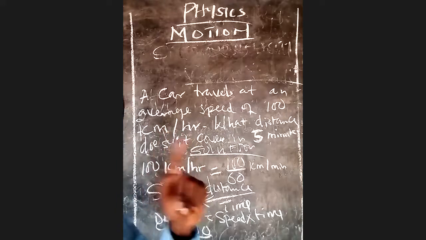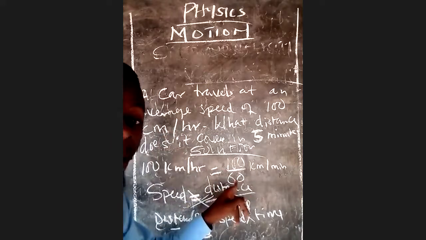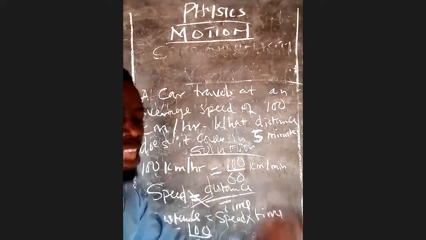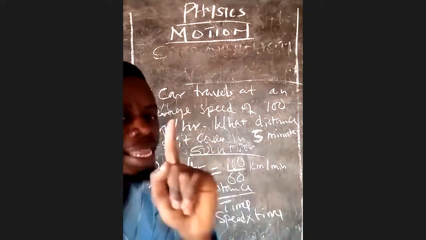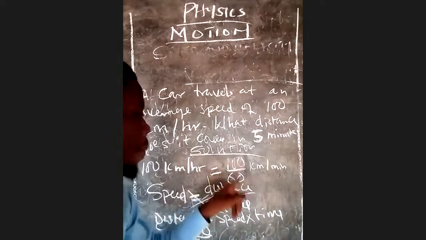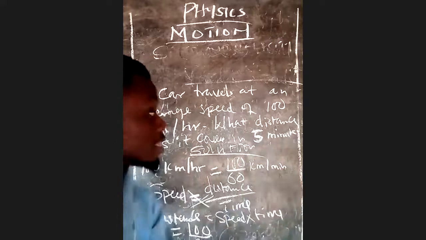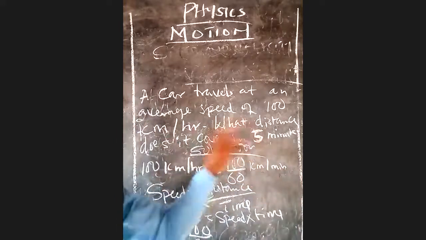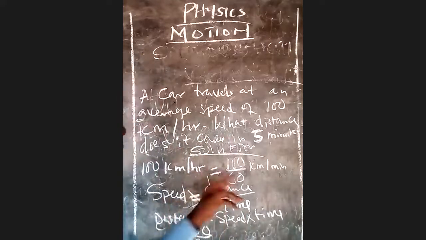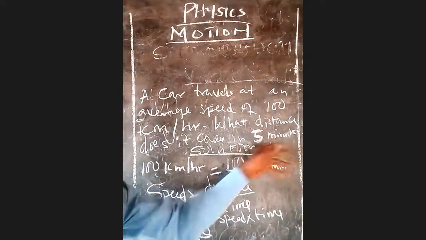travels in each minute, we need to divide this 100 kilometers by 60. By dividing the 100 kilometers by 60, we are going to get the distance that the car travels in a minute. I don't want you to get twisted. What they want us to find is the distance the car covers in 5 minutes. You have to understand that. So when we know the distance the car travels in a minute, then getting the distance traveled in 5 minutes will be very easy.